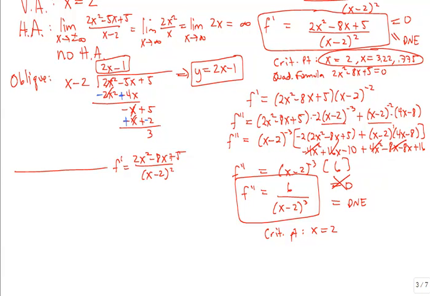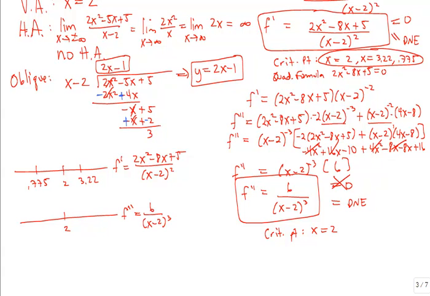And that was at 0.775. That was my smallest critical point. Then I had 2, and then I had 3.22, and those decimals came from that quadratic formula for where that numerator was 0. Then for my second derivative, the only critical point we had was at 2, that vertical asymptote.